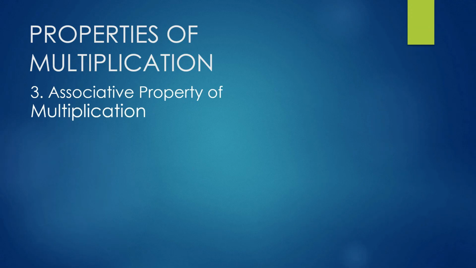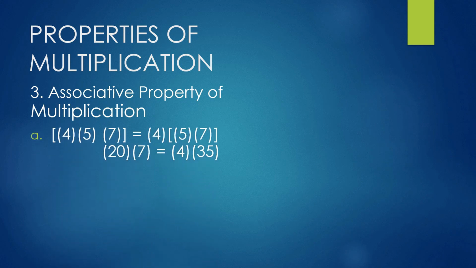Okay, the third property of multiplication is the associative property of multiplication. So we have, for example, the quantity 4 multiplied by 5, multiplied by 7, is equal to 4 times the quantity 5 multiplied by 7. So first, let us find the product of 4 and 5, which is 20. And then for the right side, we have to multiply 5 and 7. So we have 35. And then finding its product, 20 multiplied by 7, the answer is 140. The same with the right side, 4 multiplied by 35 is equal to 140.